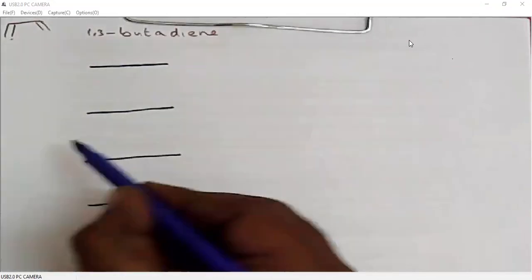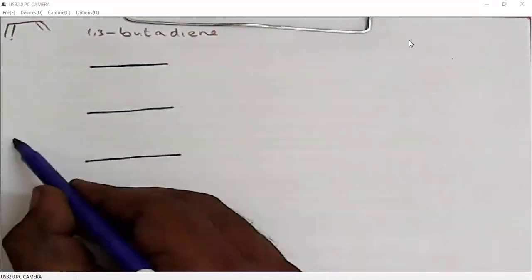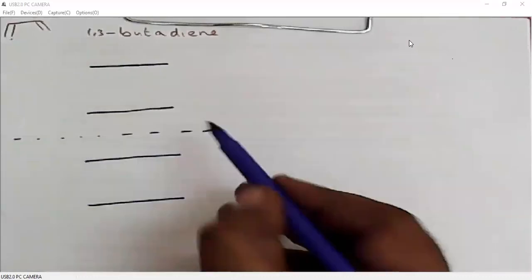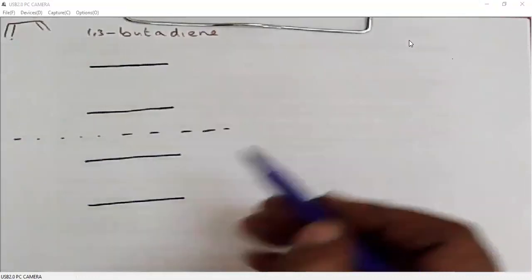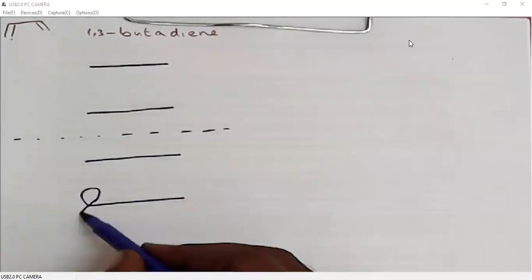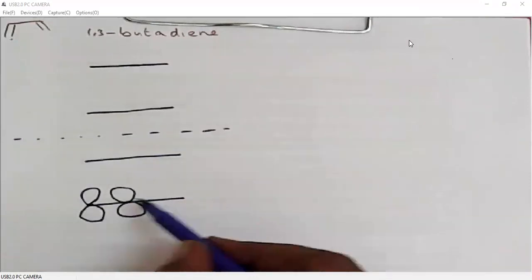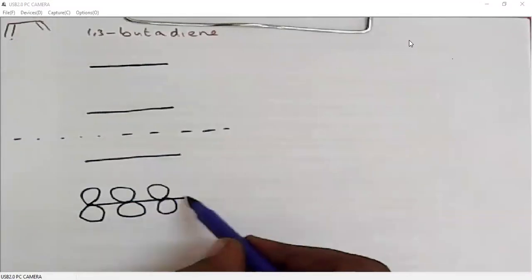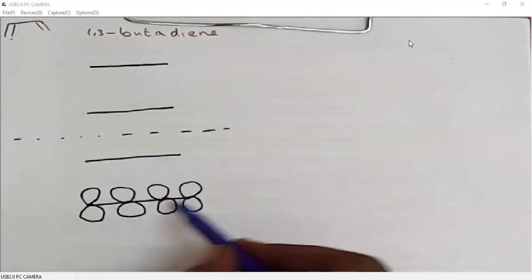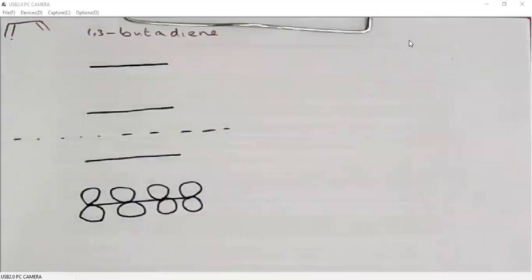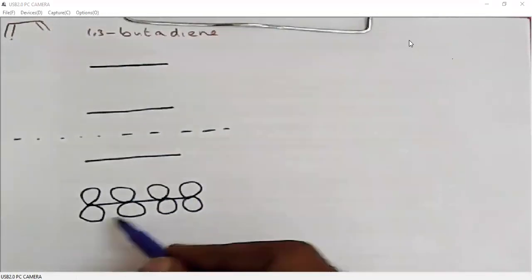Of course, because it is an even number, there will be no non-bonding molecular orbitals. Half will be bonding molecular orbitals, half will be anti-bonding molecular orbitals. And since we have an even number, we don't need to worry about missing any of the molecular orbitals. We can write them all.